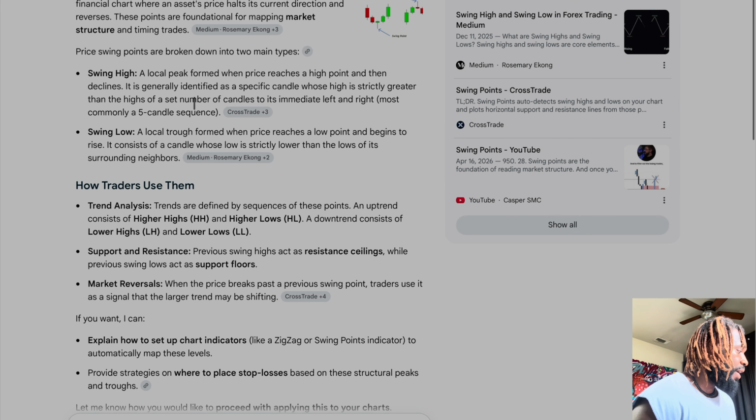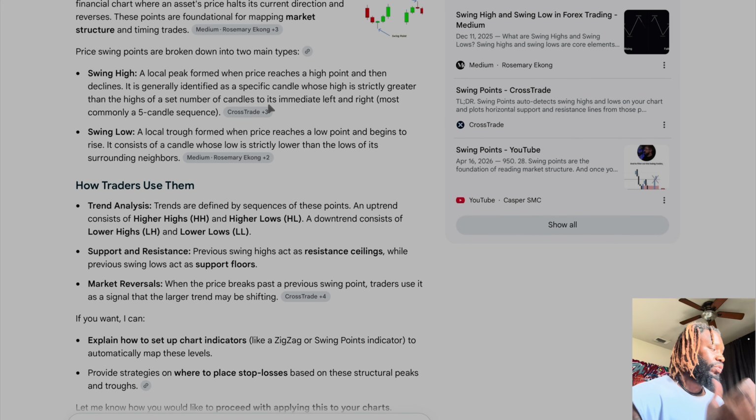A swing high is a local peak formed when price reaches a high point and then declines. It is generally identified as a specific candle whose high is strictly greater than the highs of a set number of candles to its immediate left and right. So it's usually higher than the candles to its left and its right, right?